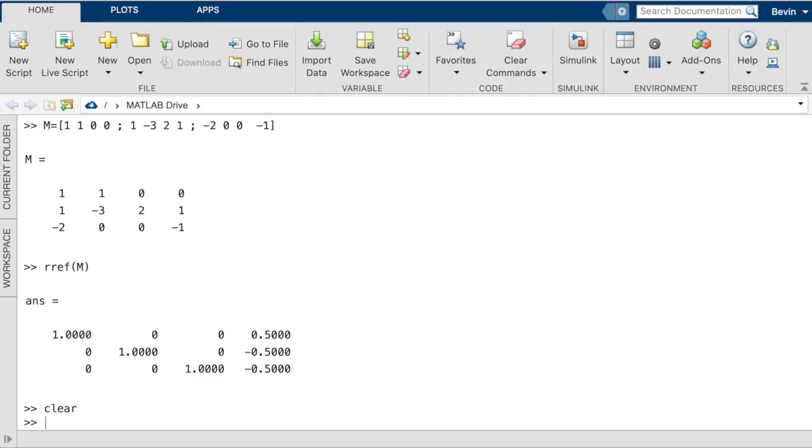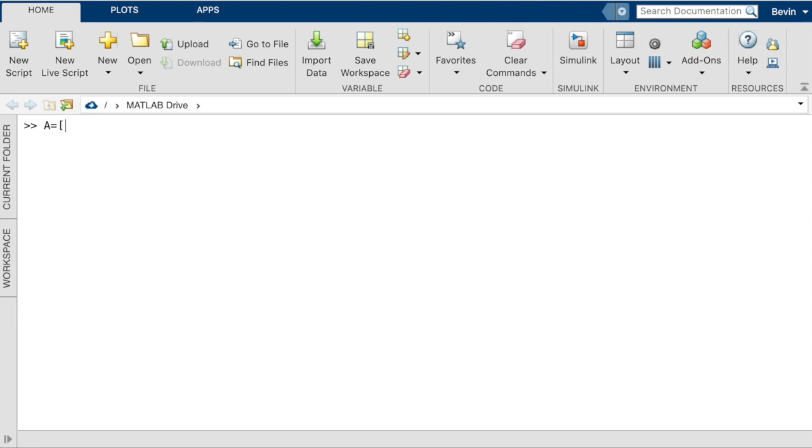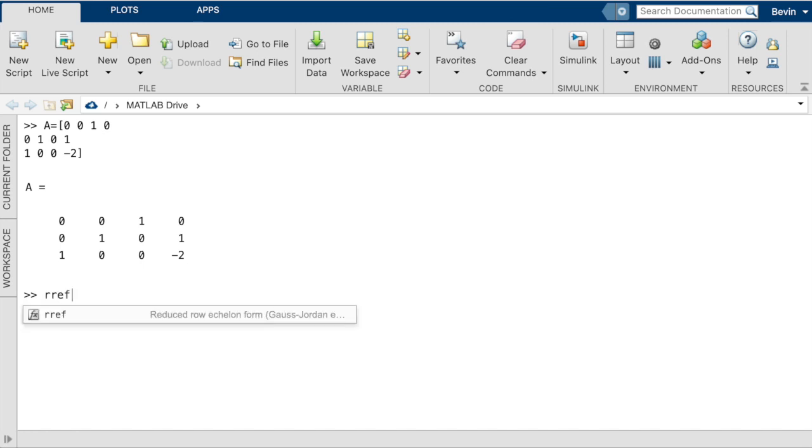Okay, so I'm going to clear what I did previously. CLC, capital A is going to be 0, 0, 1, 0. You can actually hit enter if you like to go down to the next line. 0, 1, 0, 1, and then 1, 0, 0, negative 2. Okay, let's make sure that looks right. It does. So then we say, what's RREF of A?